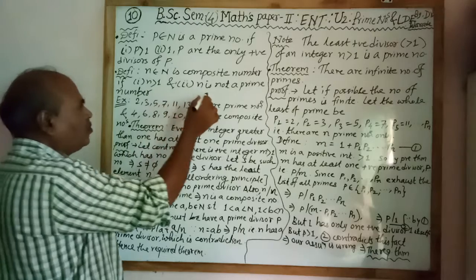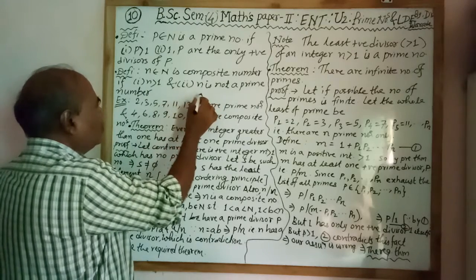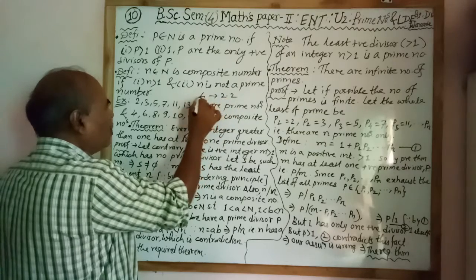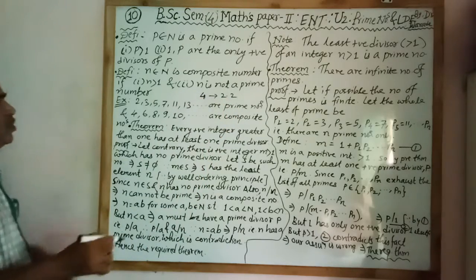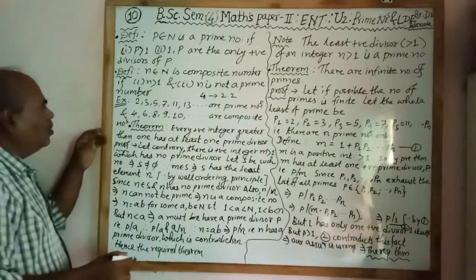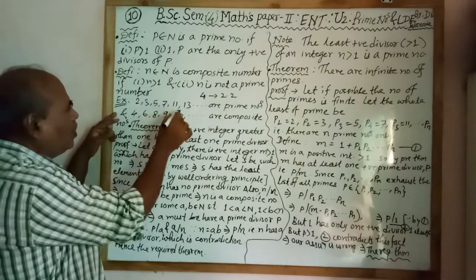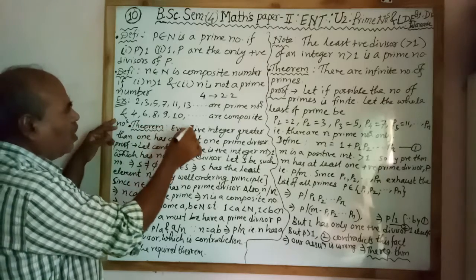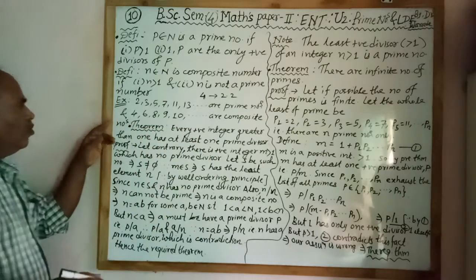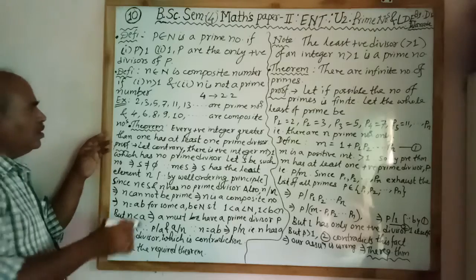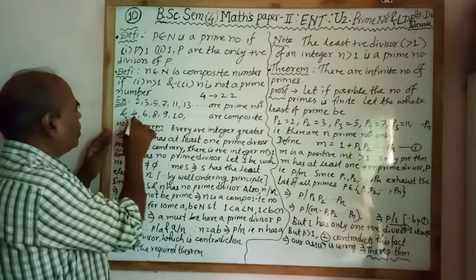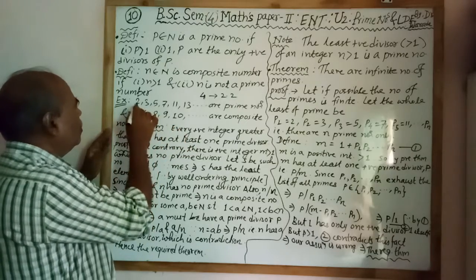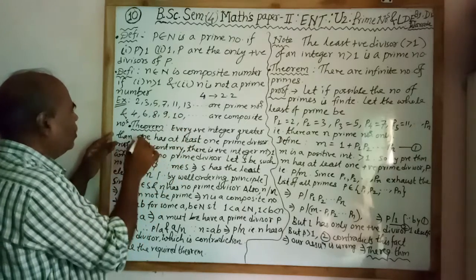Now composite numbers: we can take the composite number 4. We can write 4 as 2 into 2, like this. We can factorize this, therefore this is a composite number. For example, 2, 3, 5, 7, 11, 13 are prime numbers and 4, 6, 8, 9, 10 are composite numbers. We can write the composite numbers in terms of factors: 4 can be written as 2 into 2, 6 can be written as 2 into 3, but a prime cannot be factorized.